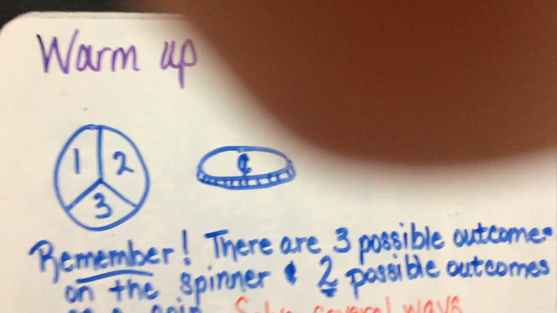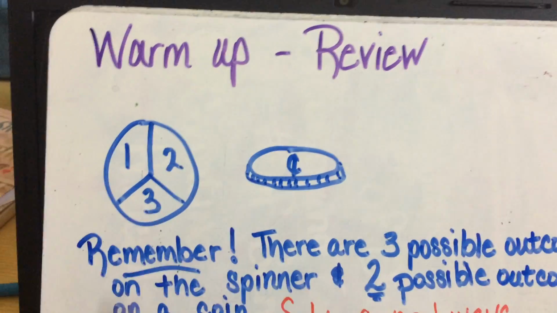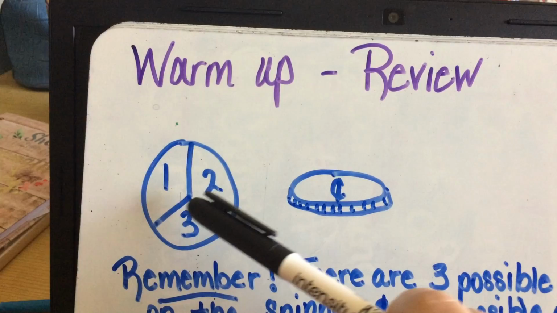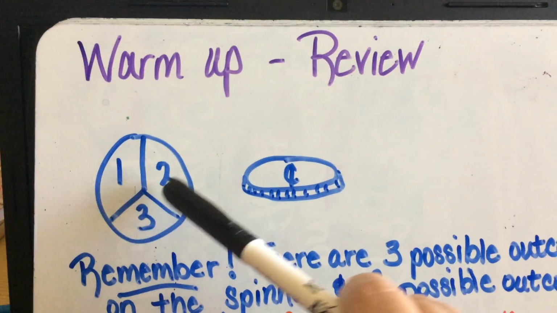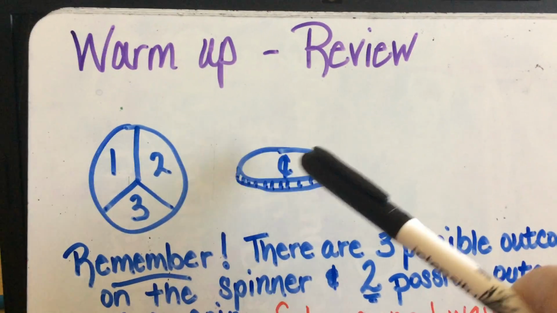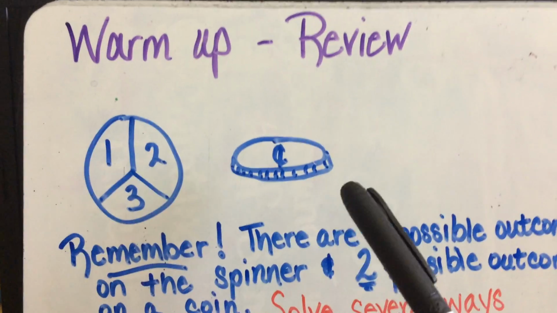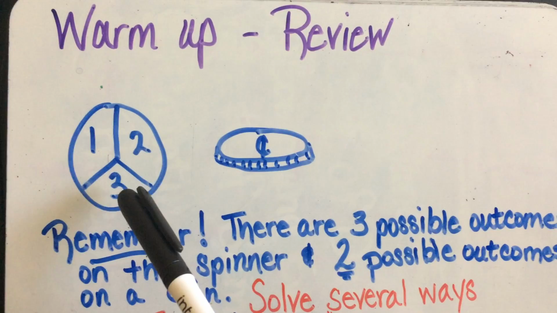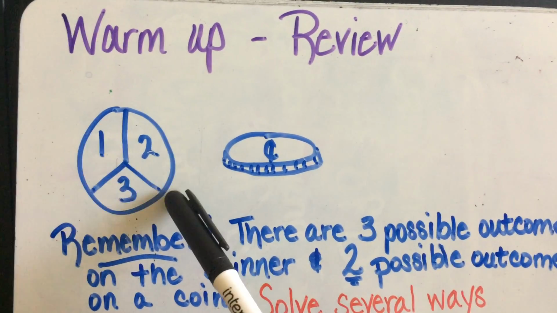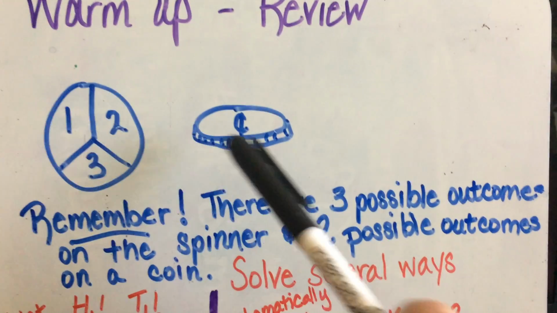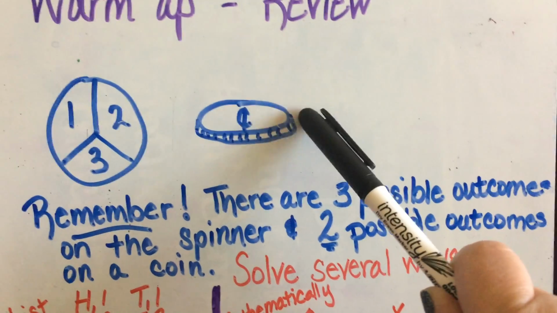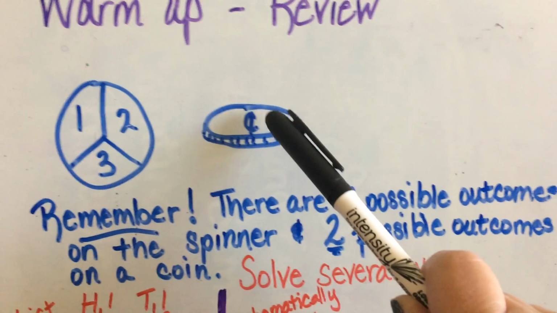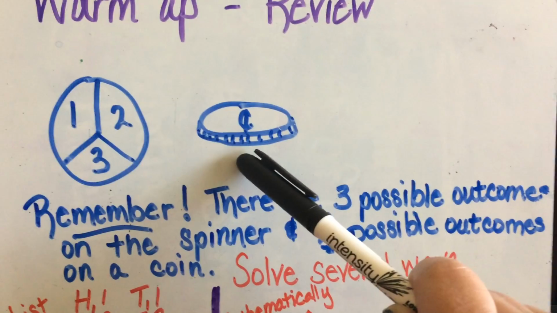Yesterday we talked about spinners, and there's one, or that's what it's supposed to be. Y'all don't laugh at my drawing. And coins, and we're going to talk about predicting outcomes. Now remember, there are three different outcomes possible on the spinner, and there are two on the coin. You have heads, and then you have tails.